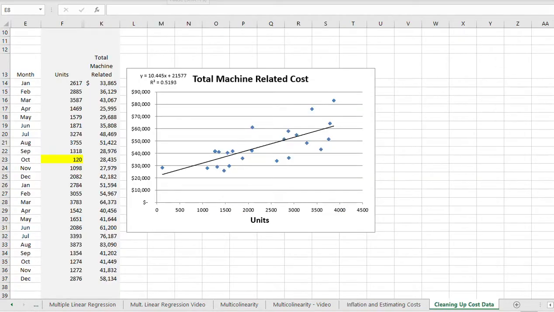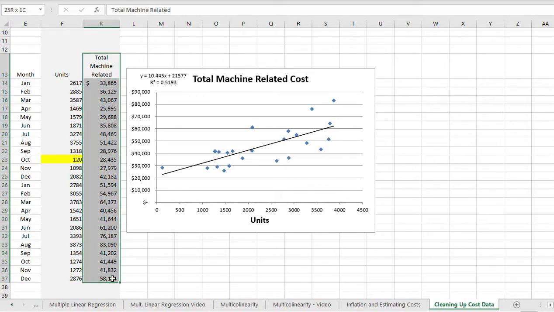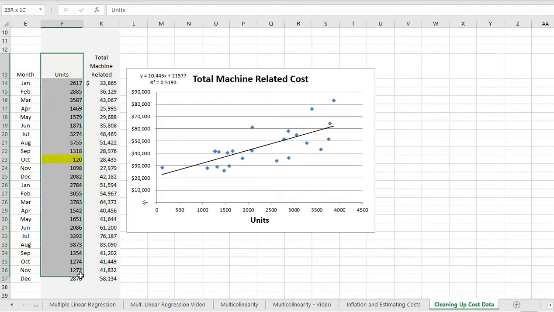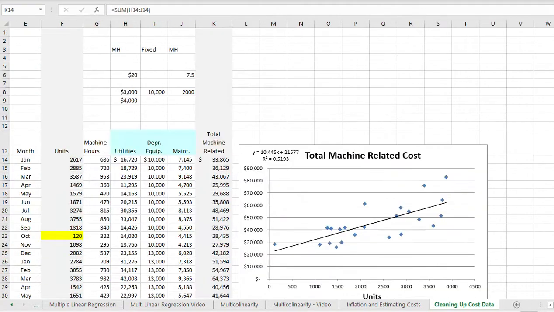On this tab, we see a chart of total machine-related costs charted against units produced, and we can see we have an R square of 51 or 52%. We can explain about 52% of the variability in our total machine-related costs based on the number of units we produce. And we'll see on the next worksheet tab that our total machine-related cost is comprised of utilities, depreciation expense, and maintenance expense. And we'll look at the formulas that have been used to calculate those.